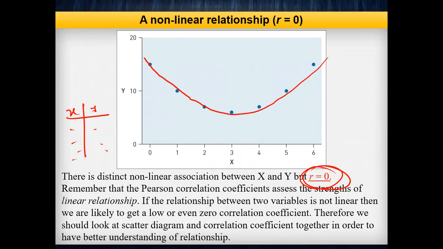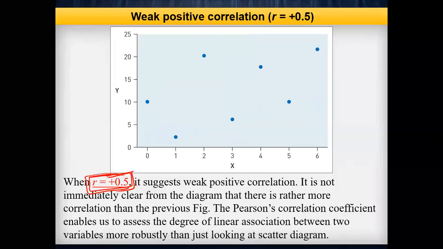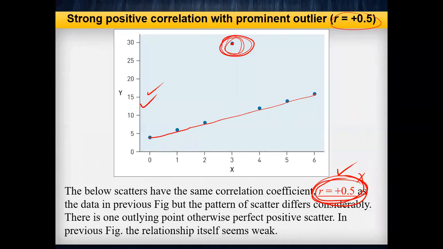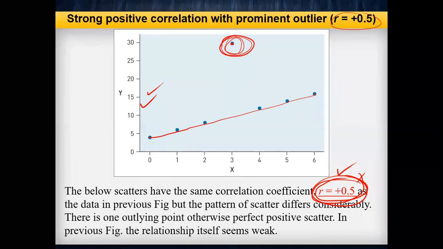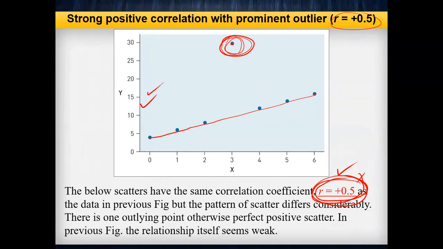Yes, Amjad. But doctor, what I hear from you is that in the previous slide, because one of the points is too far, you decide that it's a strong relationship. Yes, so first of all you decide from the graph if the graph is clear. Then if the graph is not clear, you go to the correlation.